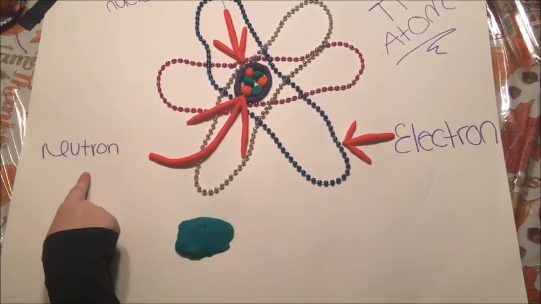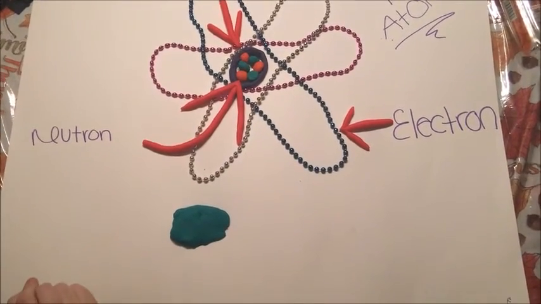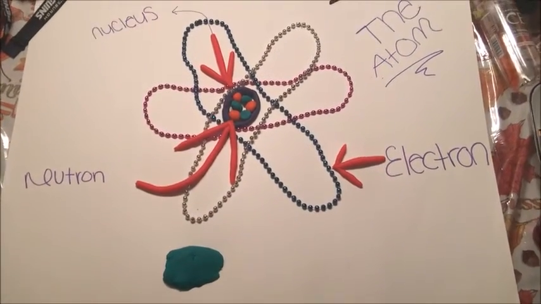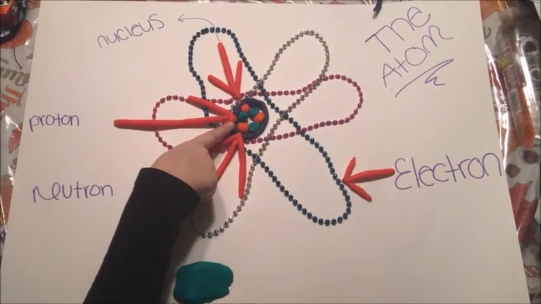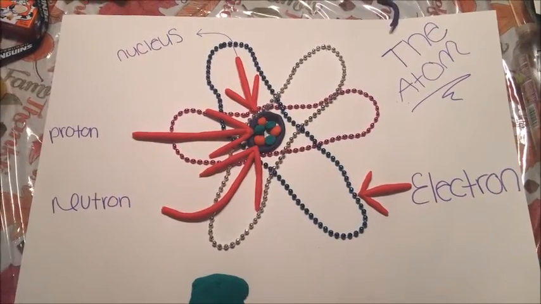This is a neutron. It has no net electric charge and a mass slightly larger than a proton. This is a proton. It has a positive charge equal and opposite to that of an electron.